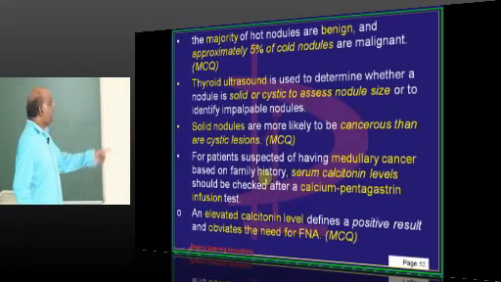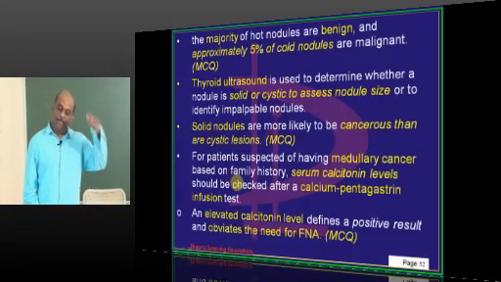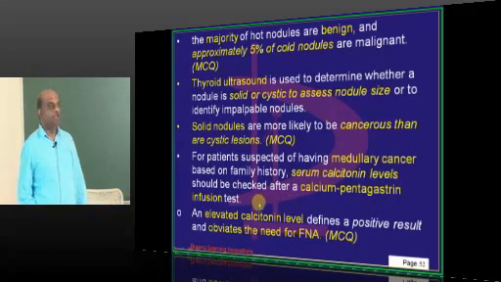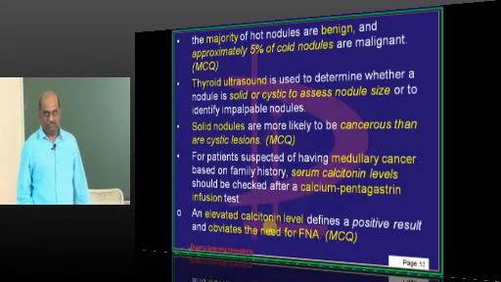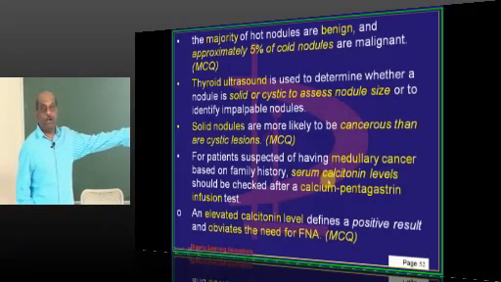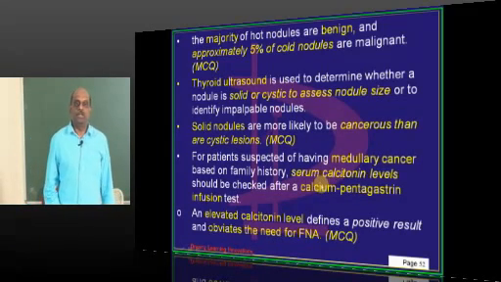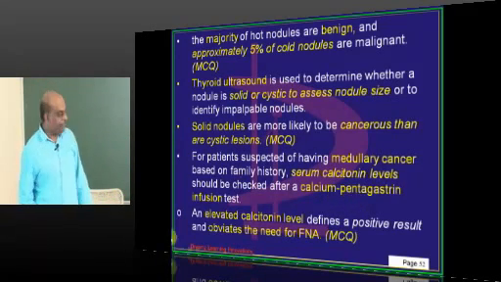In case of medullary carcinoma of the thyroid suspected, or if there is any family history of medullary carcinoma of thyroid, then how do you evaluate? You need to basically give calcium pentagastrin infusion and look for the production of serum calcitonin levels. A rise of the serum calcitonin is a very important marker of medullary carcinoma of the thyroid, and don't forget calcium pentagastrin infusion test in case of medullary carcinoma.